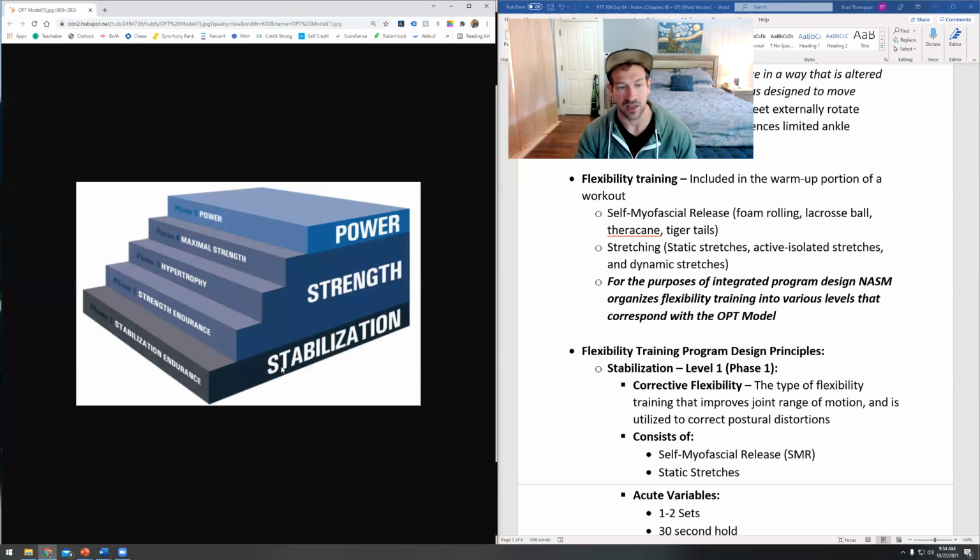So we look at the OPT model here. See how hypertrophy is right here, kind of in the middle? It's phase 3, which falls under the strength level, level 2. The strength level is where we do the active stretches. So your instincts are right on. If you're going for mass, don't do static stretches. But if you're doing stabilization, static stretches are great.